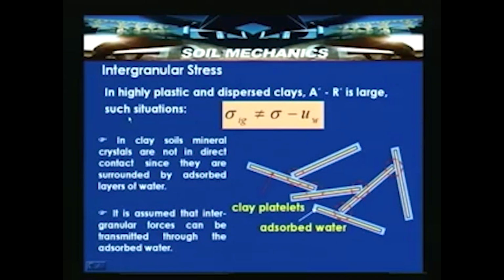So, intergranular stress for the case of sands and gravels and clays of low plasticity, we can say sigma Ig is equal to sigma dash is equal to sigma minus uw, whereas in case of highly plastic and dispersed clays where A dash minus R dash is very large, we cannot really say sigma Ig is equal to sigma dash is equal to sigma minus uw, because of the large contribution of A dash minus R dash, that is the difference of attractive forces and repulsive forces acting over the cross section area of the soil.